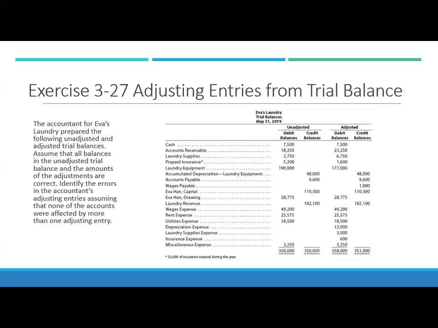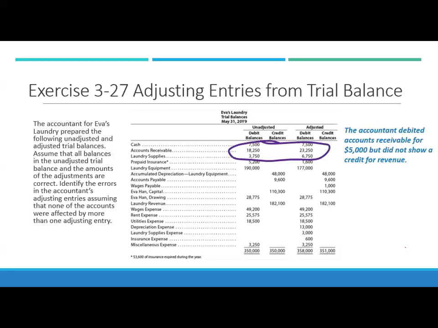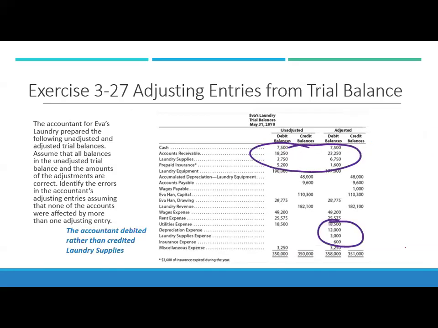And then in this example, this one is a little bit more messy. So we have our unadjusted trial balance, and it balances, everything looks good. And our adjusted trial balance, the numbers are a little bit off because there's a number of problems here. Things weren't posted correctly. For example, accounts receivable debited for $5,000, but there was no increase to revenue. So see, accounts receivable went up, but laundry revenue went from 182,000 to 182,000. There's no change there. So that was a mistake.